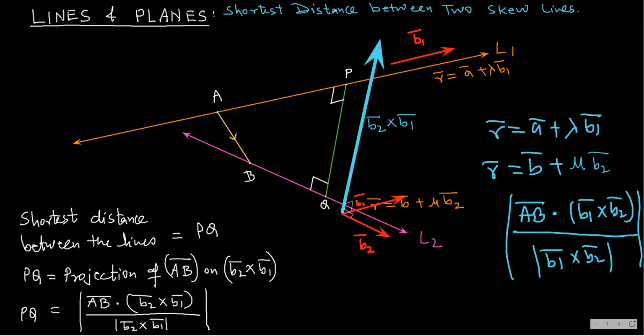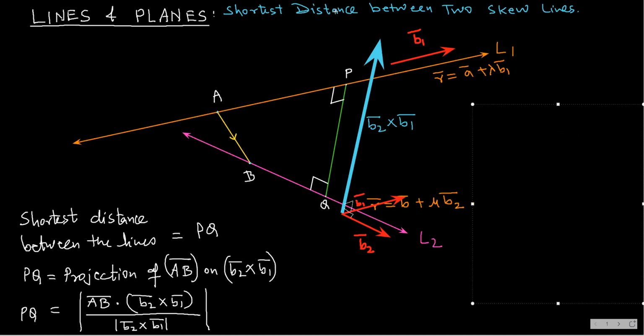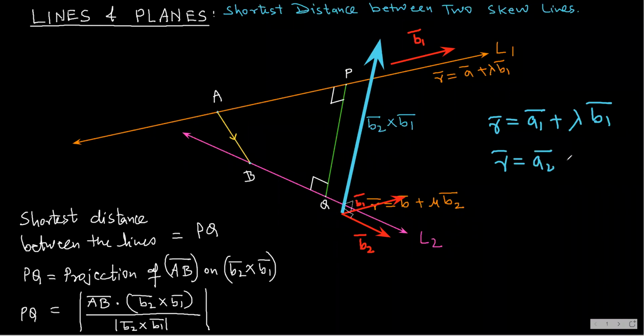I will take one more example here. Suppose the equations of the lines are given as follows. R bar is equal to A1 bar plus lambda B1 bar, and R bar is equal to A2 bar plus mu B2 bar. Okay. So what will be the shortest distance, students?